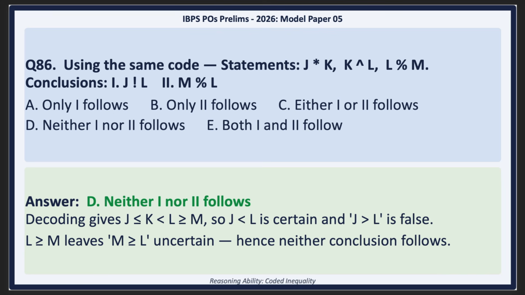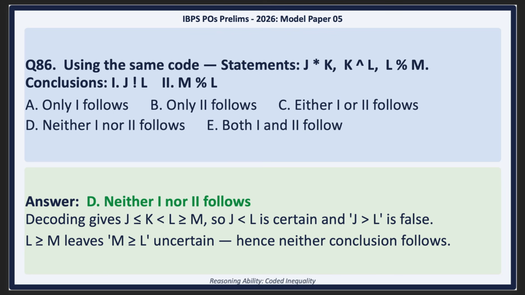They clash. Oh, I see. This breaks the chain of logic completely between the left side and the right side of L. You can't draw conclusions across a broken chain. Furthermore, J is clearly less than L based on the first part, making conclusion 1 outright false. And we only know L is greater than or equal to M, making conclusion 2's claim reversed and uncertain. Neither 1 nor 2 follows.